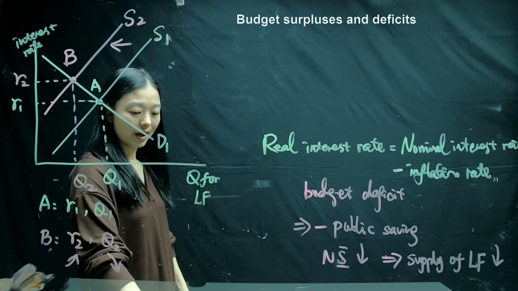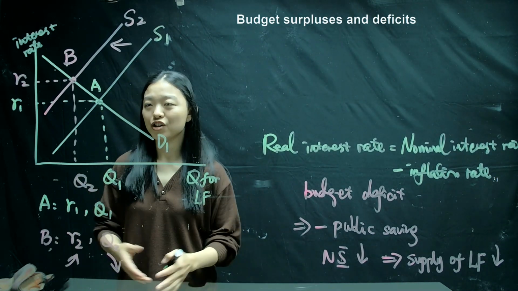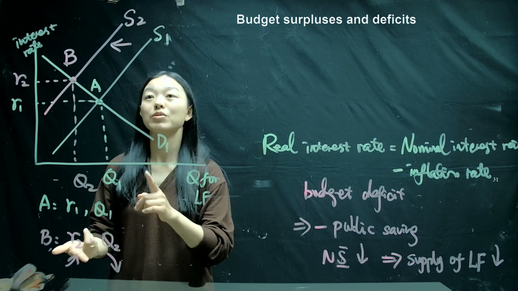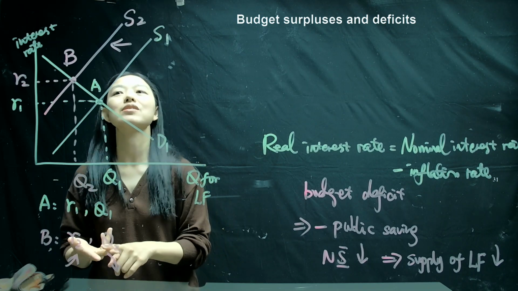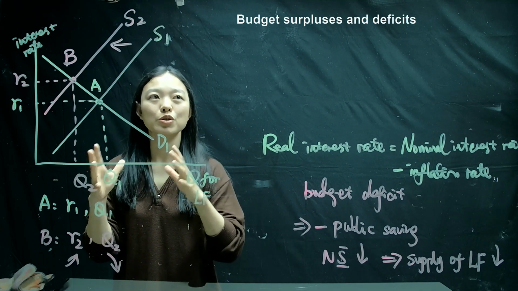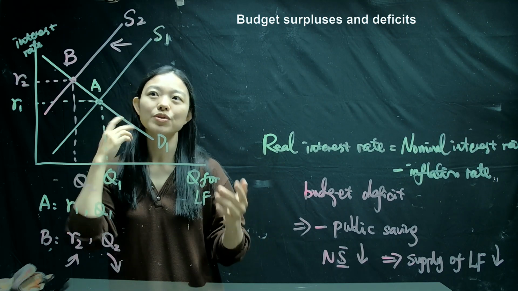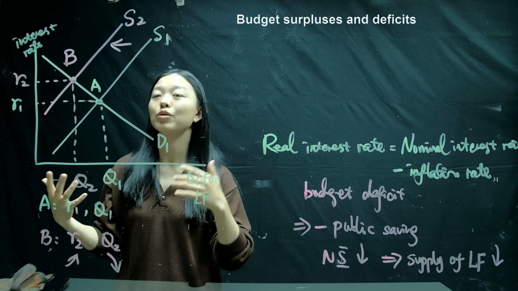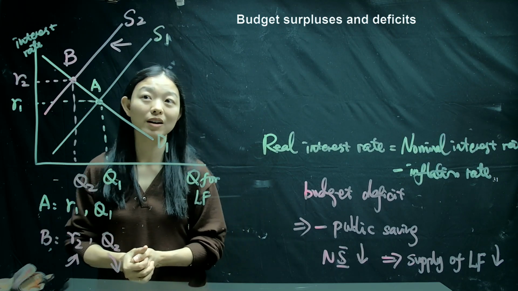So I think this is the end of chapter 13, when we talk about saving, investment, and the loanable funds market. Very important, because in the following chapters 16 and 17, we will still go back to check the loanable funds market.